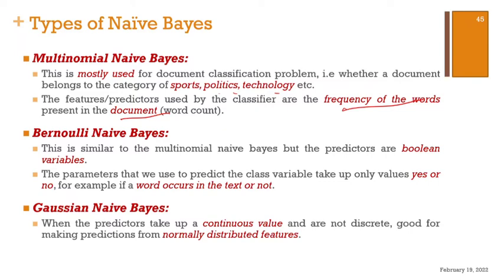We have the Bernoulli naive Bayes, which is similar to the first one, but the predictors are Boolean variables. The difference between this one and that is that this one uses Boolean variables, that is, variables that have yes or no as the answer. So it's either true or false. It works just like this, but the only special case is that the predictors are not like the previous one. They only use true or false as the value of the predictors, or attributes, or what we call the features. And the parameters used to predict the class variable take up only the values yes or no.